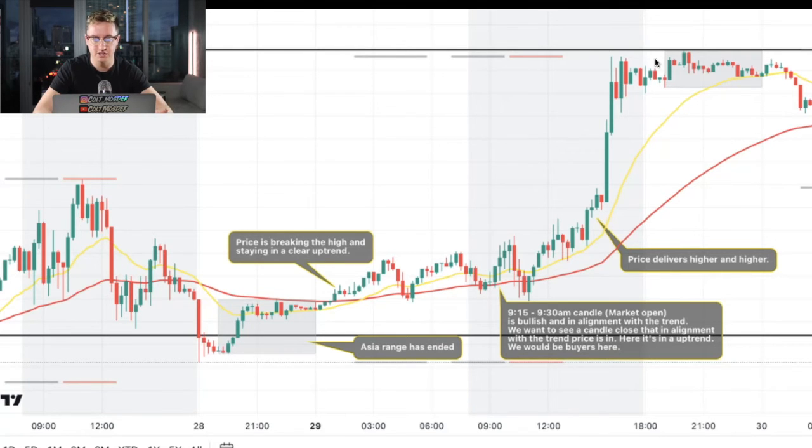That's my first annotation. And the second one, price is breaking the high of the Asia session and staying in a clear uptrend. It's breaking new highs and new highs. So we can see right here that we're in an uptrend. Would we be sellers or buyers? We would be buyers. But what we need to look for is we want to see a candle close right before the market open or a couple of candles after the market open to give us that confirmation. So we want to see a bullish candle close if we're in an uptrend.